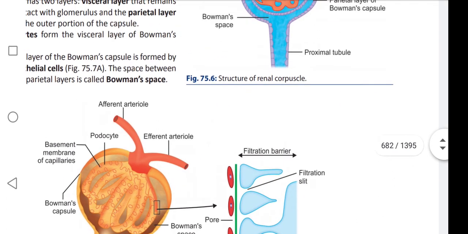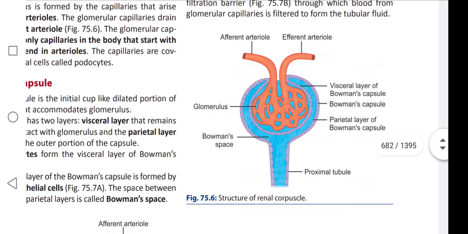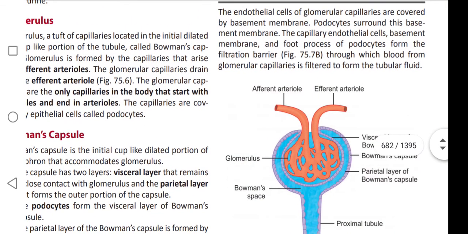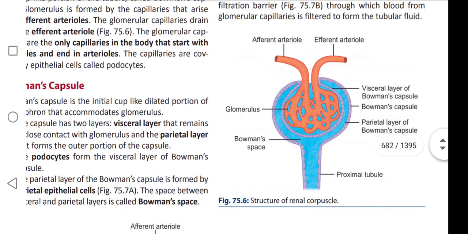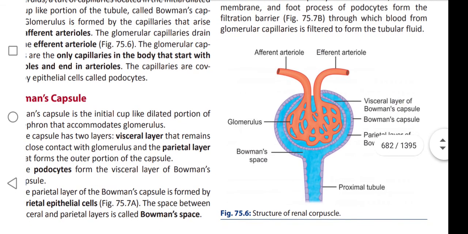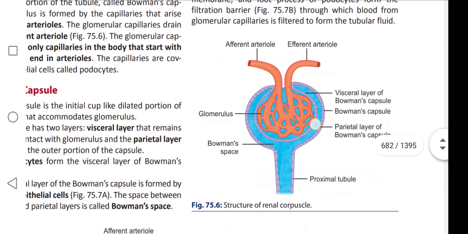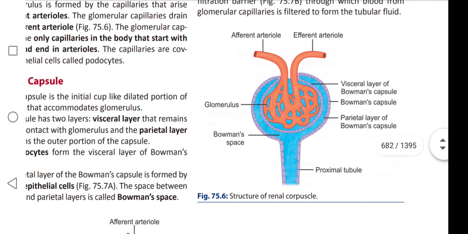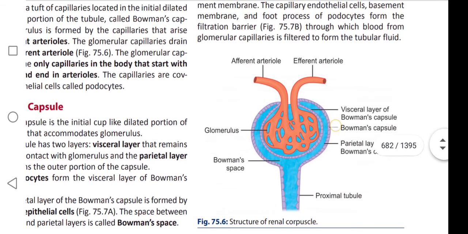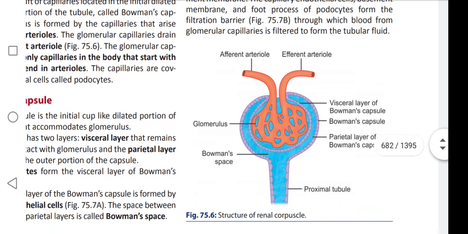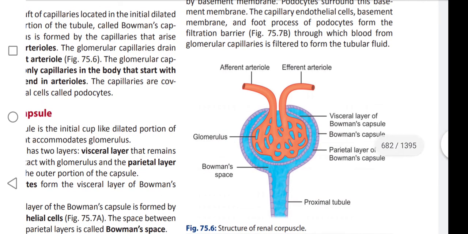And next, come here in this diagram. This is the afferent arteriole that forms the glomerulus and drains into the efferent arteriole. And this is the visceral layer of Bowman's capsule. And this is the parietal layer of Bowman's capsule. And the space between the visceral as well as the parietal layer forms the Bowman's space. And this is the proximal tubule.